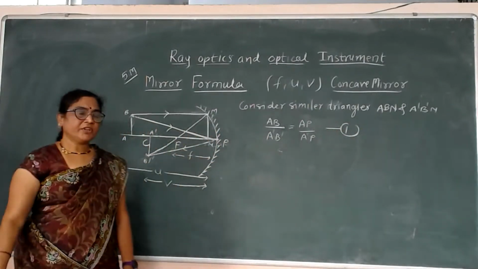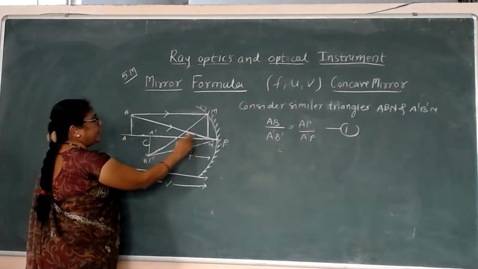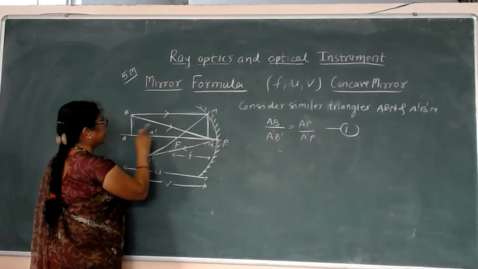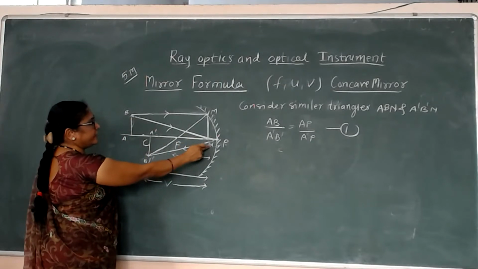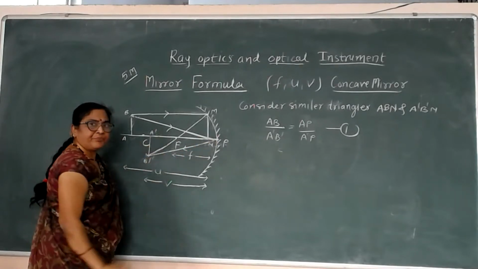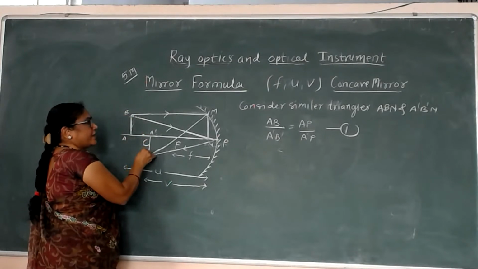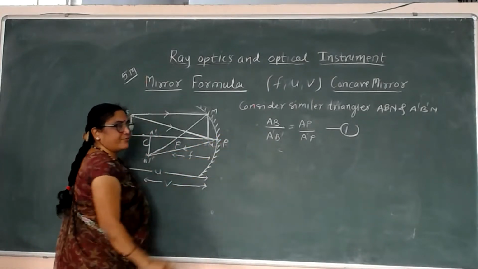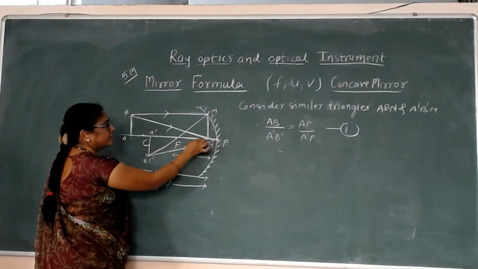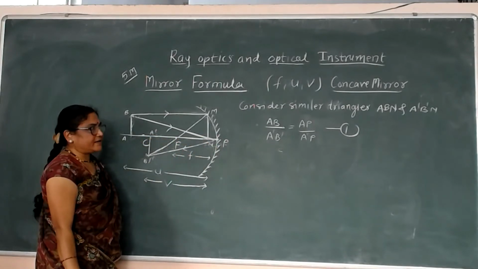See the figure. In this we consider the similar triangles. Those similar triangles are ABP and ABN, where N is very close to P, and the other similar triangle is A dash B dash P. The similar sides are AB and A dash B dash. So AB divided by A dash B dash is equal to AP divided by A dash P. These are the similar sides.